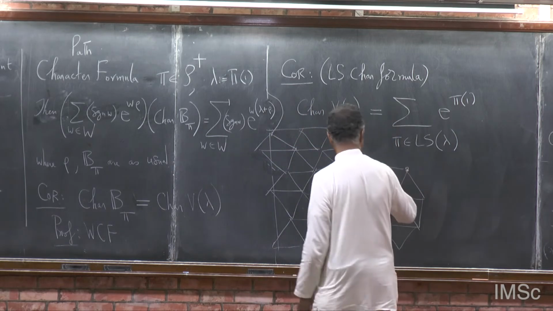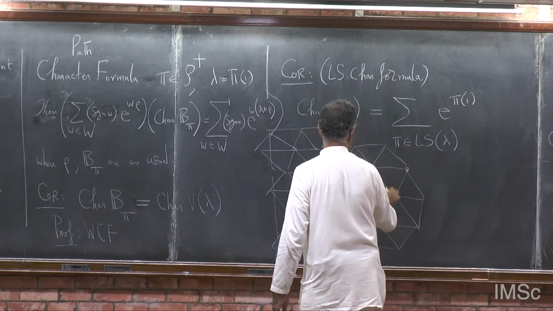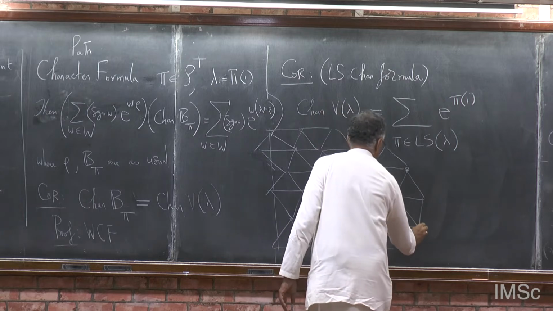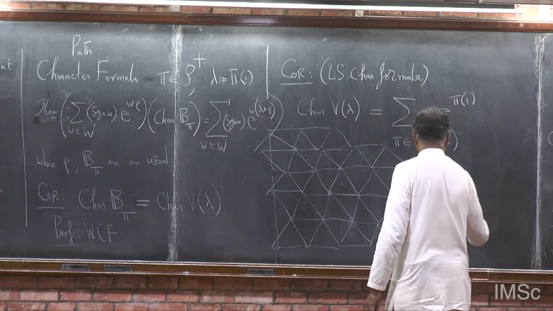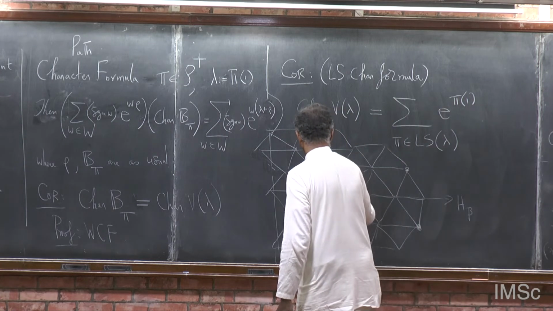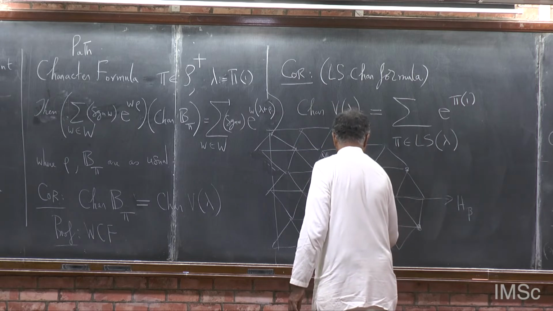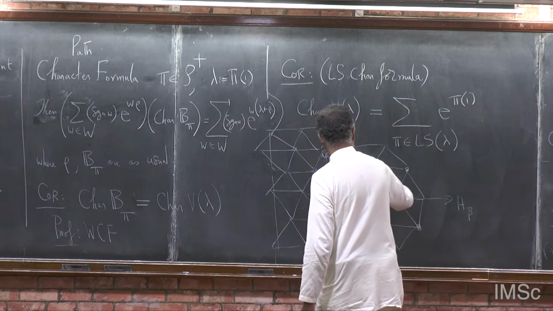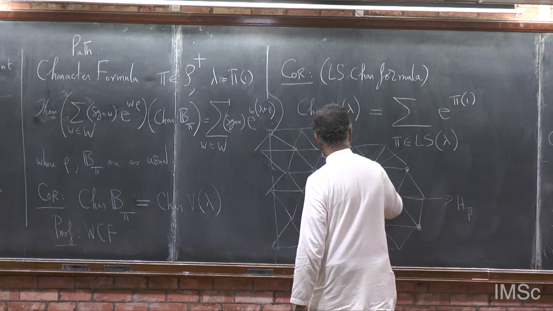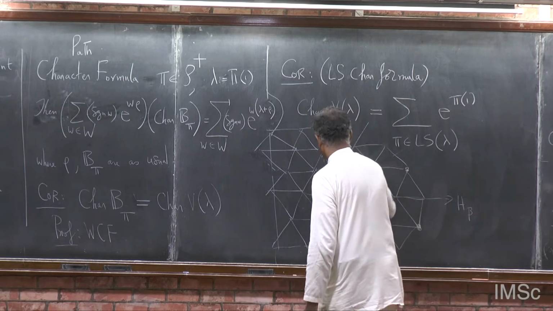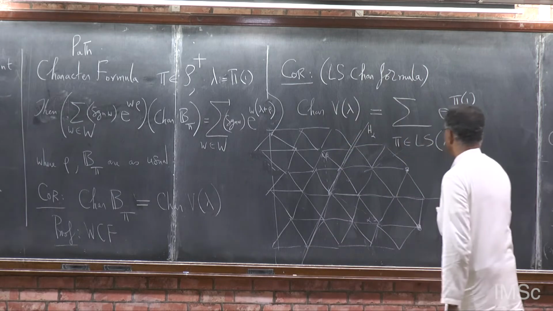Mrigendra, can you help me draw this, please? So this is my H beta. So beta is a root here. This is my beta. Alpha is the root here. So this is my H alpha.